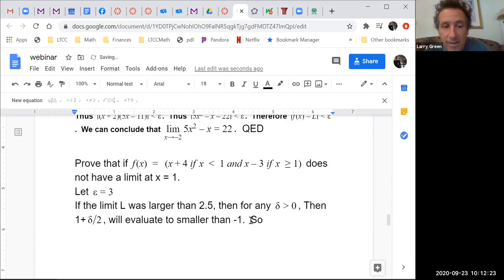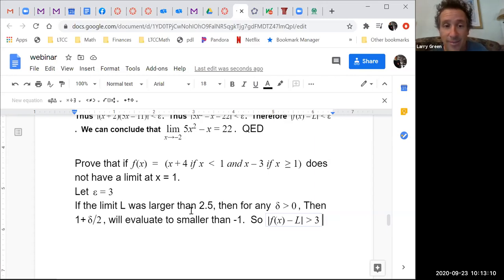So f of x minus L, where L was larger than 2.5, will be bigger than 3 in absolute value. Any questions on that? Because L is bigger than 2.5, f of x is smaller than -1, so we're more than 3 away. And that's bad, right?